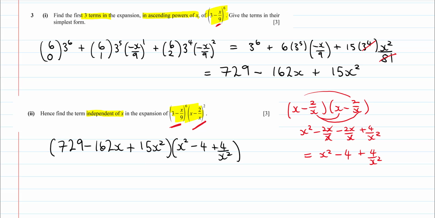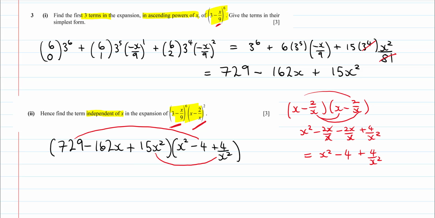So the term independent of x in our expansion is going to be this 729 times negative 4, because neither of those terms depend on x. And then we're going to add to that this 15x squared times 4 over x squared, because those x squareds are just going to cancel out.